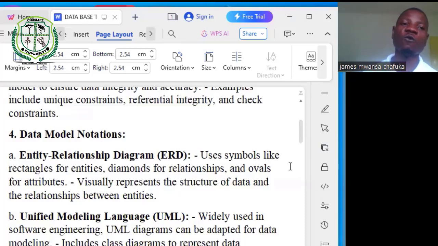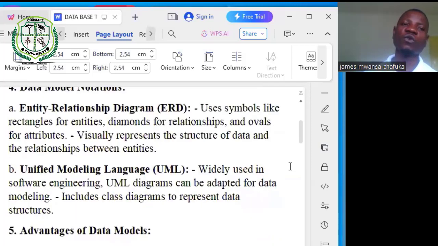Okay, so now we proceed by looking at the data model notation, which is the entity relationship diagram. The entity relationship diagram uses symbols like a rectangle for entities, a diamond for relationships, and an oval for attributes. Visually, it presents the structure of data and the relationships between entities.